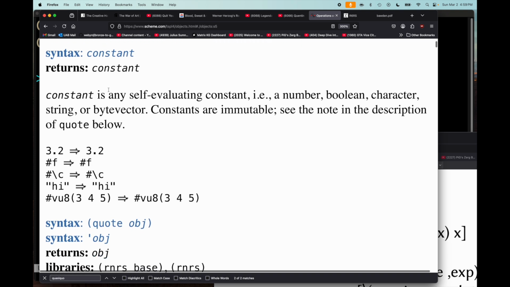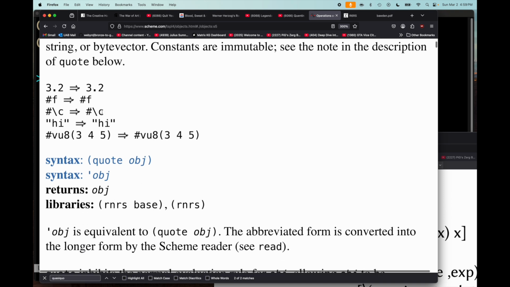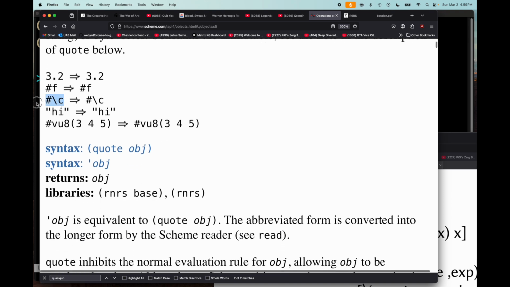Okay, so here we have self-evaluating constants, sometimes called self-evaluating literals, right? So 3.2 evaluates to 3.2, that arrow means evaluates to. #f evaluates to #f. The character c evaluates to the character c. The string "hi" evaluates to the string "hi". All right, so this is like a type of vector that evaluates to that vector itself.